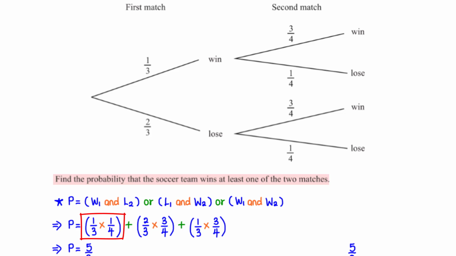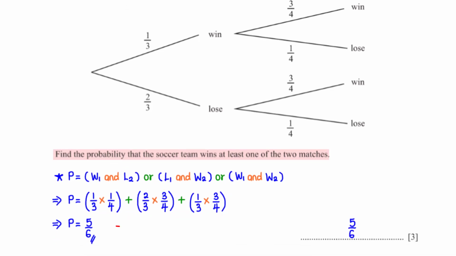The probability that they win the first match and lose the second match is 1 over 3 times 1 over 4. The probability that they lose the first match and win the second match is 2 over 3 times 3 over 4. The probability that they win the first match and win the second match is 1 over 3 times 3 over 4. When we type this into the calculator, we get 5 over 6.